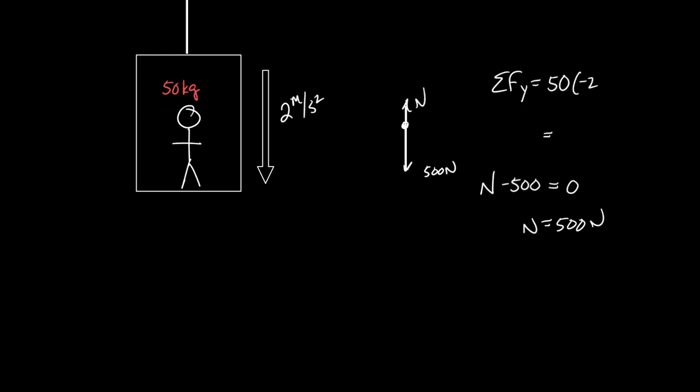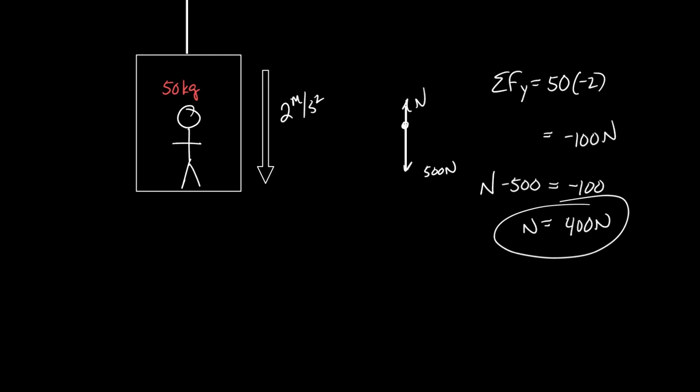50 times -2. We have to make sure that we're obeying direction, and the acceleration was downwards. We've been making upwards positive the whole time. That makes the downwards acceleration negative. So the net force is -100 newtons. There's still just two forces acting on you, weight and normal force. So that's going to make the normal force 400 newtons.